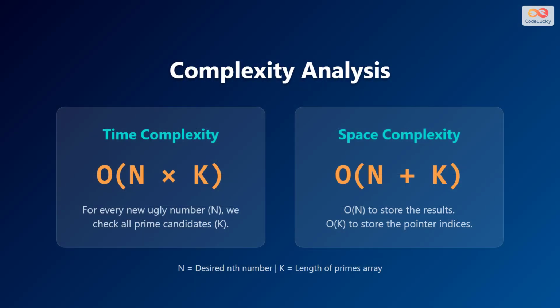Let's discuss efficiency. If n is the target index and k is the number of primes, our time complexity is roughly O(n times k), because for every new number, we scan all k primes to find the minimum candidate. The space complexity is O(n plus k) to store the results and the pointer indices.